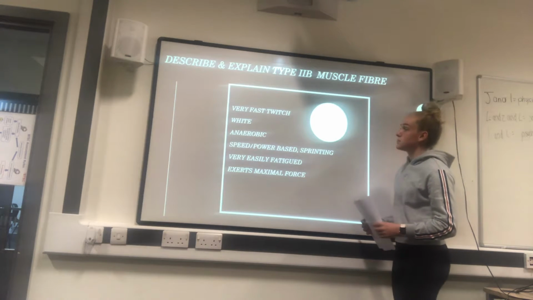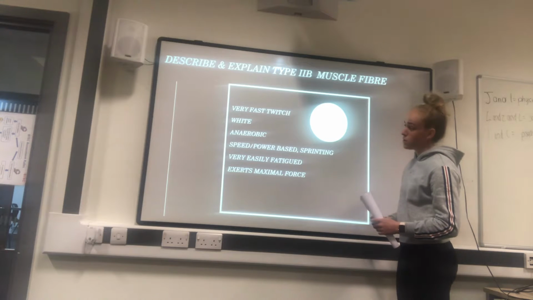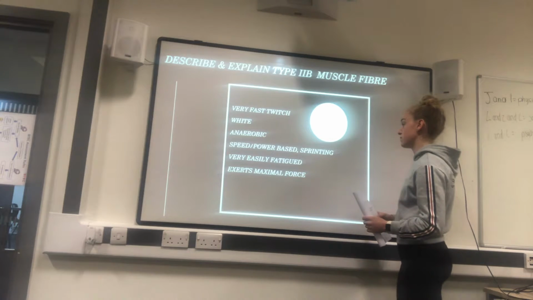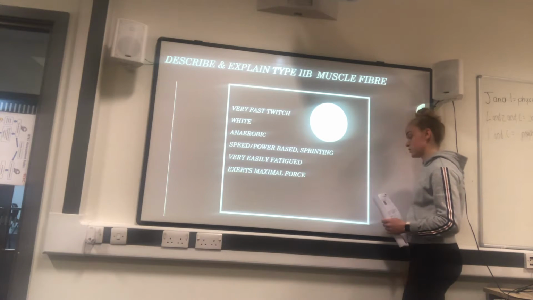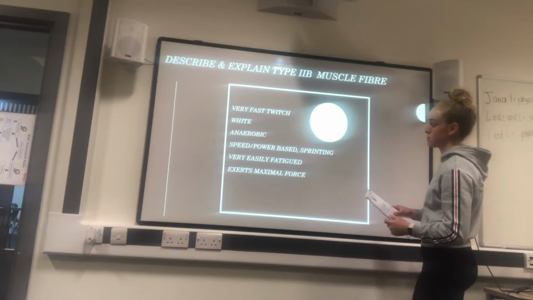Type 2B is very fast twitch, it's white and it works anaerobically. It's speed and power based events, and so it's used in sprinting. It's very easily fatigued and it exerts maximal force.